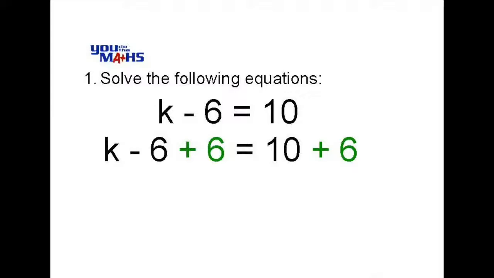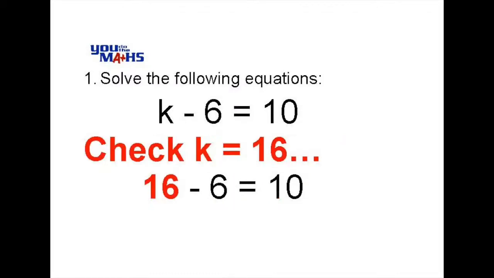Now if we do that, the minus 6 and the plus 6 cancel each other out, and what we're left with is k is equal to 16, which is 10 plus 6. Now we can check that that's true by putting the 16 back into the original equation where the k was, and we can see that 16 take 6 is 10, so the equation is true when k equals 16.